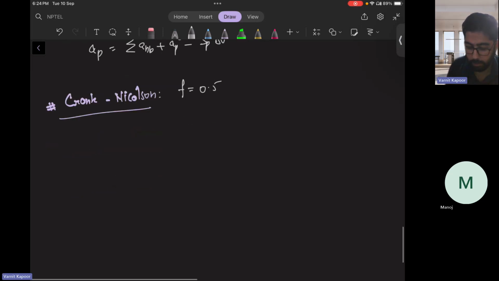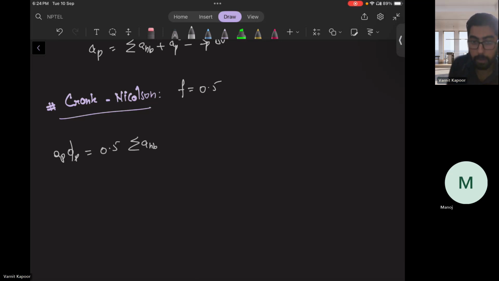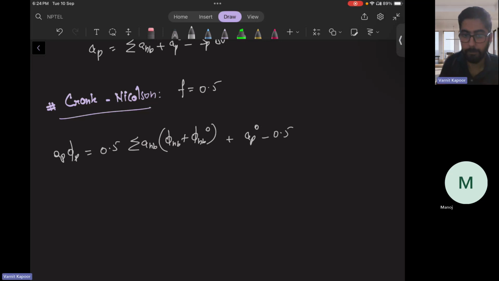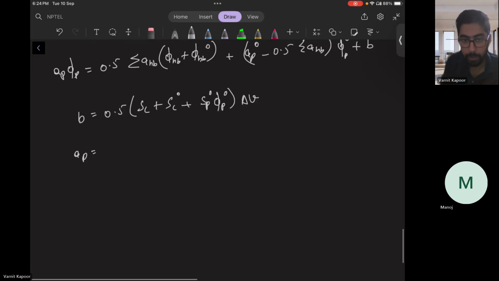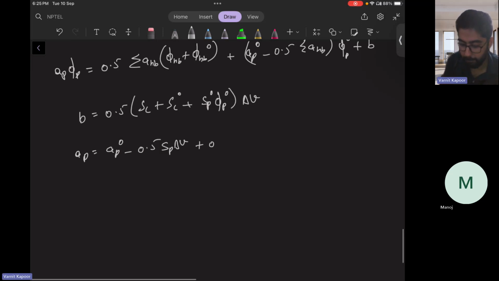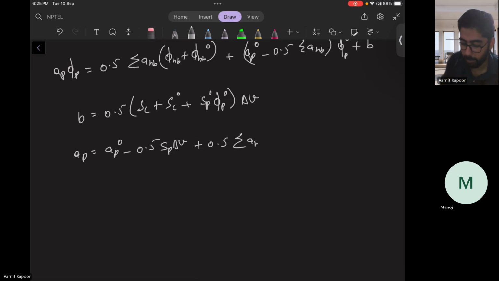If you put back 0.5 there, what you will get? aP phiP is equal to 0.5 into summation of aNB phiNB plus phiNB naught plus aP naught minus 0.5 summation of aNB phiP naught plus b, where b is nothing but 0.5 into (Sc plus Sc naught) plus Sp naught phiP naught del V, and aP is aP naught minus 0.5 Sp del V plus 0.5 summation of aNB.